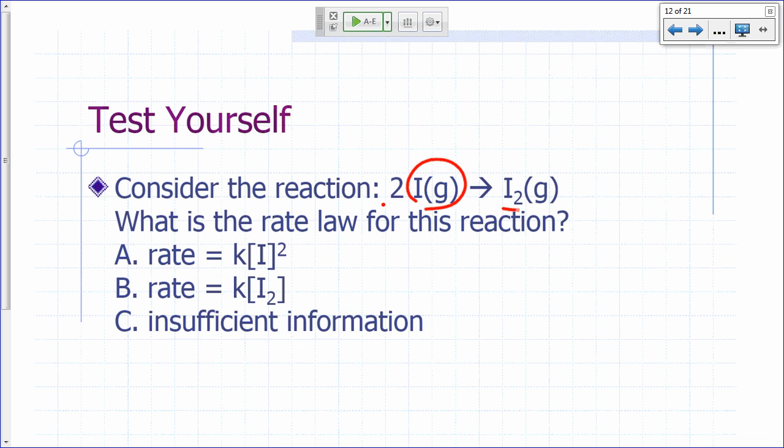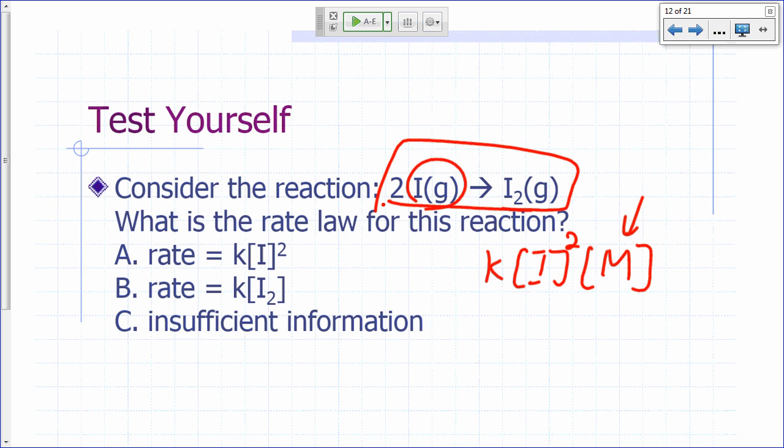Combination of two atoms to form a diatomic molecule is in fact a third order process. So the rate law for this would be something like k times [I] squared times [M]. That M right there would be the total concentration of all the molecules in your system. So this is not necessarily an elementary reaction. If I told you that I'm proposing this to be an elementary reaction, then you'd say yes, it would be A.